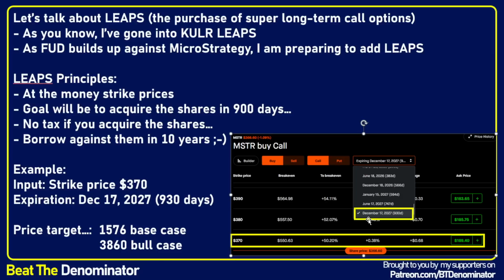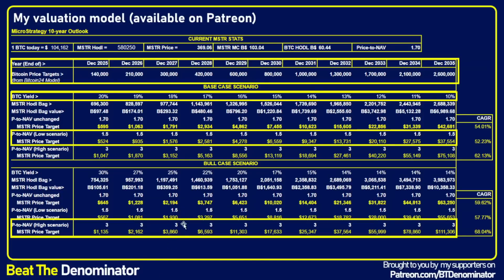But anyways, so long-term call option, 930 days. The strike price, $370, so slightly above what it is trading right now. And then in the models, I'm going to use my two price targets, 1576, which is my low price to NAV of 1.5, and my base, really my bear case scenario. My base case is really my bear case scenario. And for my bull case scenario, I'm going to take a price to NAV of 3 in the bull case model. So you can find these numbers right there.